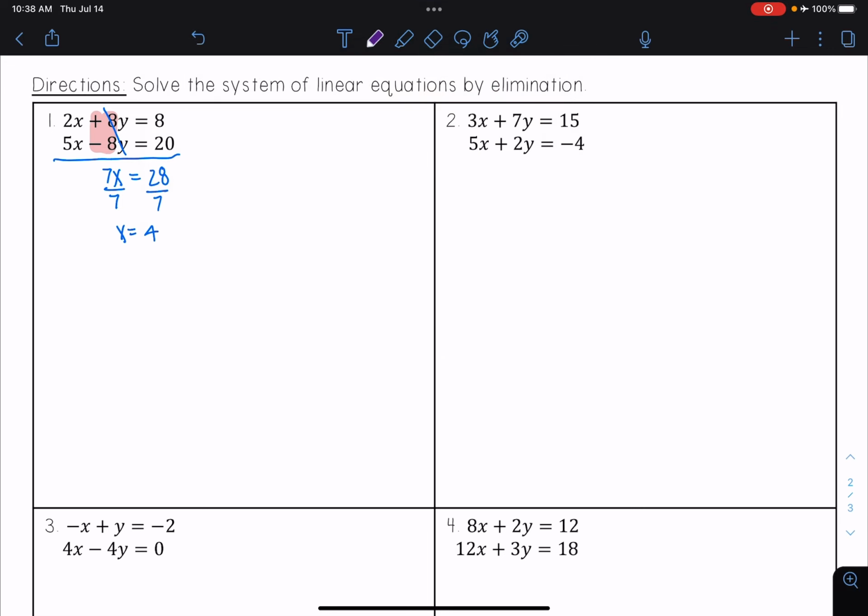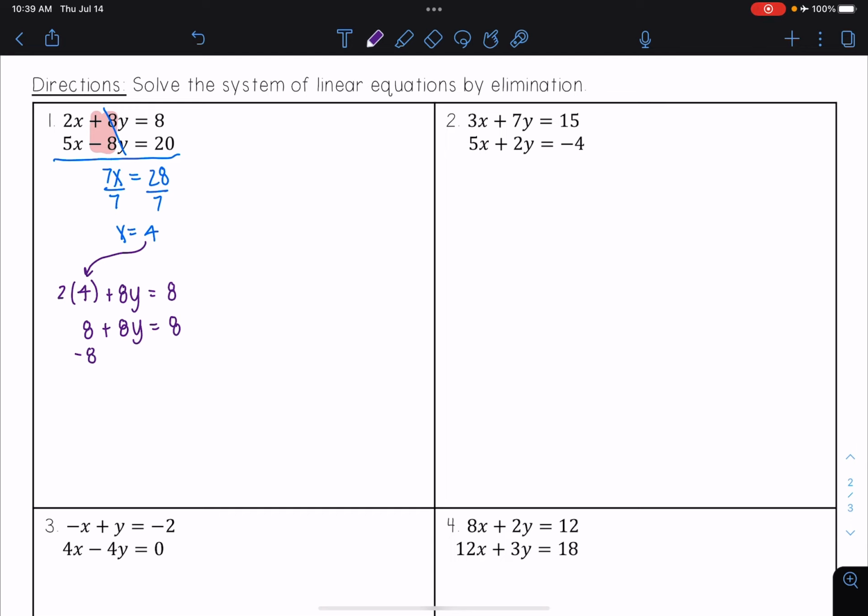Now I need to find the value of y. From here, I can choose to substitute x into either the first or second equation. I'm going to go ahead and put it in the first equation. So when I do that, I have 2 times x, which is 4, plus 8y is equal to 8. 2 times 4, I get 8, plus 8y is equal to 8.